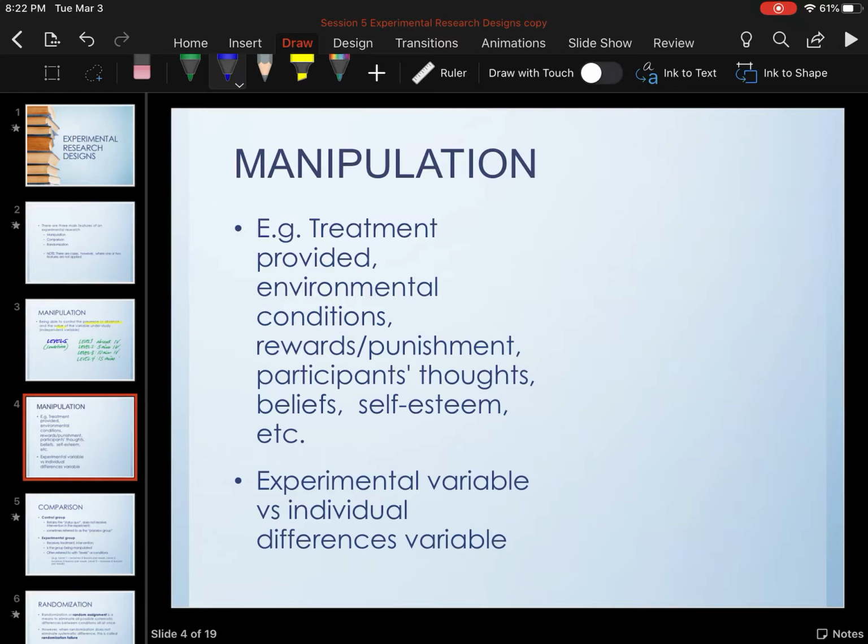Now, what are the things you can manipulate in a study? You can manipulate through treatments. So you can provide treatment or deprive people of treatment. You can also give multiple treatments, a combination of different treatments, or just one treatment.